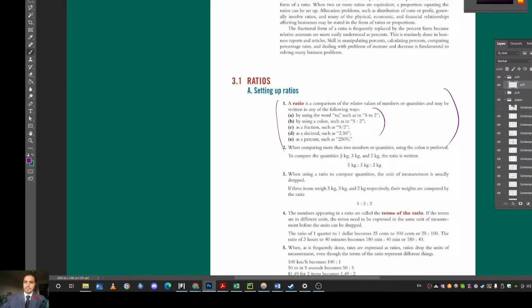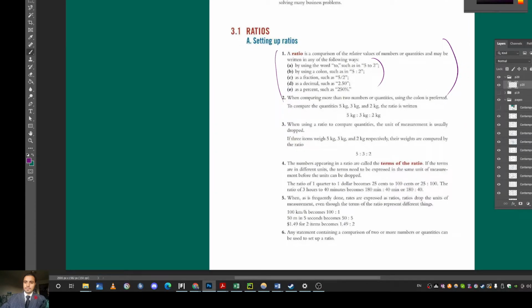Next, there are 6 different points here that he wants to take us through. The second one is that when comparing more than 2 numbers or quantities, using the colon is preferred. To compare the quantities 5 kilograms, 3 kilograms, and 2 kilograms, the ratio is written 5:3:2. So when more than 2 quantities are being compared, it's preferable to use the colon method.